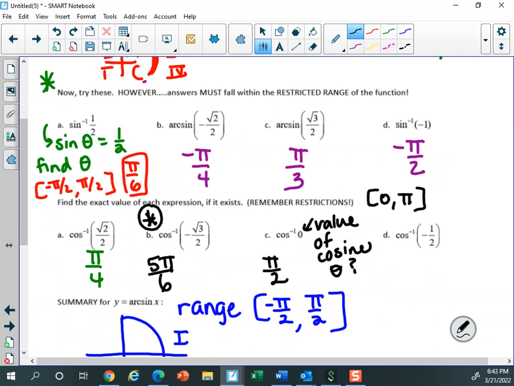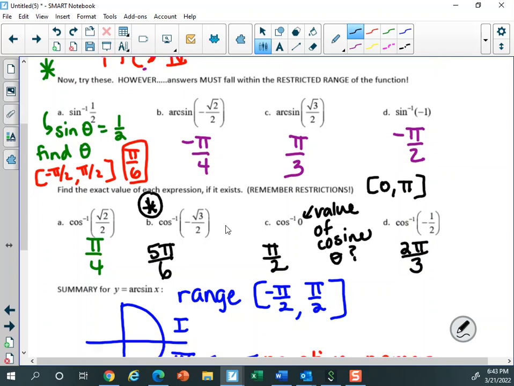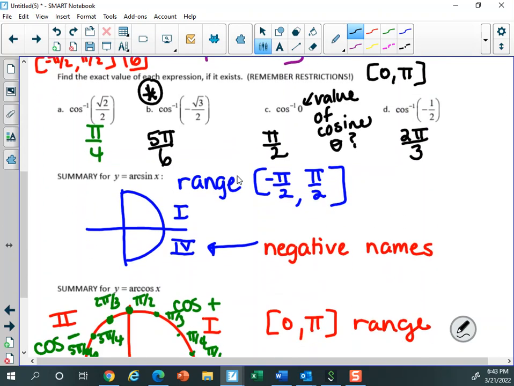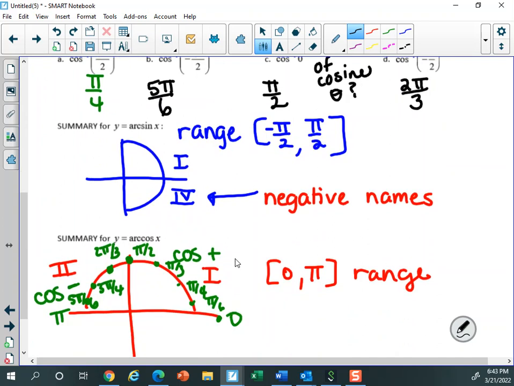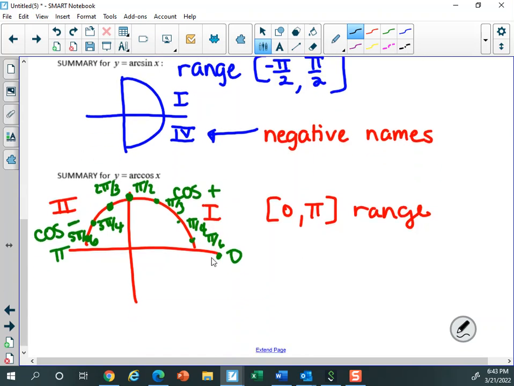Inverse cosine of negative 1/2. This is quadrant 2. And this is the other one I was thinking for, 2 pi over 3. Being able to come up with these answers, part of it is knowing what portion of the unit circle you're looking at. Quadrants 1 and 2 for inverse cosine. Quadrants 1 and 4 for inverse sine.